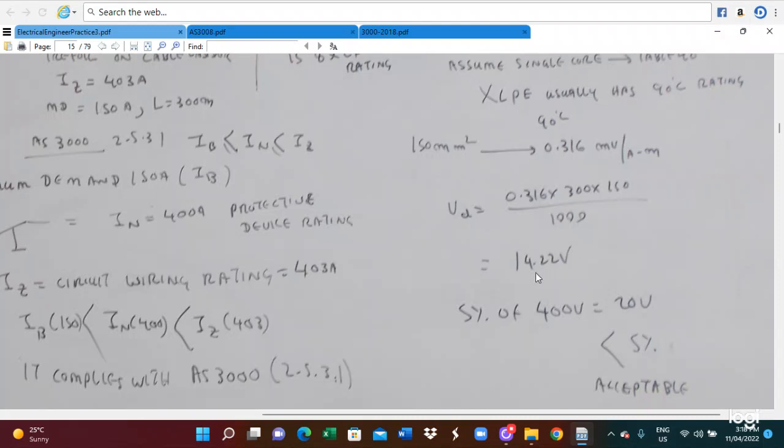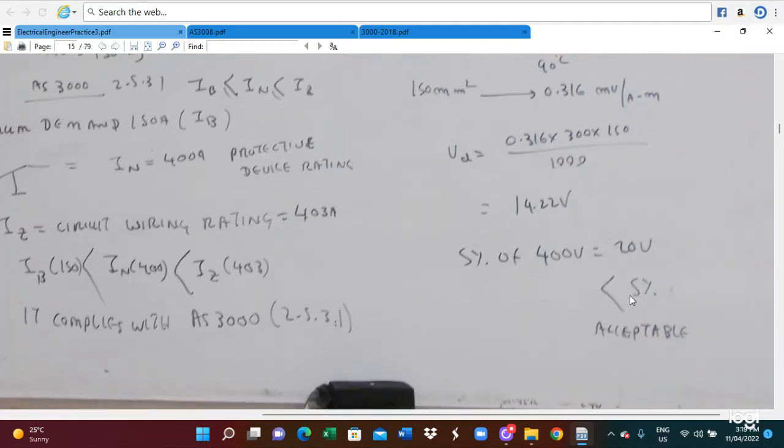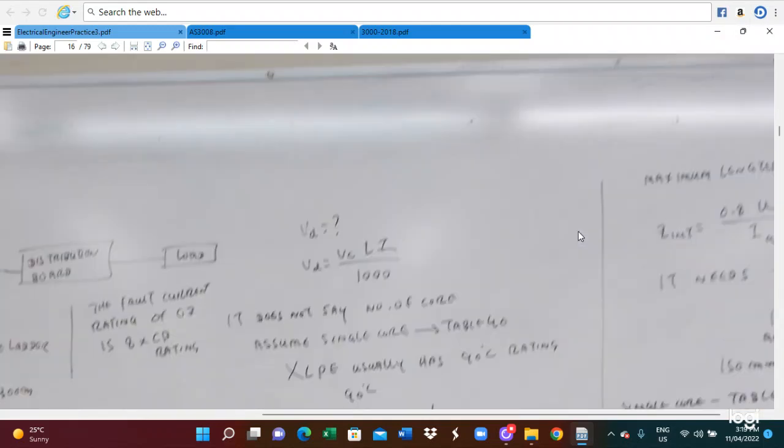In this case, this 40.22 volt is less than 5%. 5% of the supply voltage of 400 volt is 20 volt. We calculated the voltage drop as 40.22 volt, so this is less than 5%, so this is acceptable.